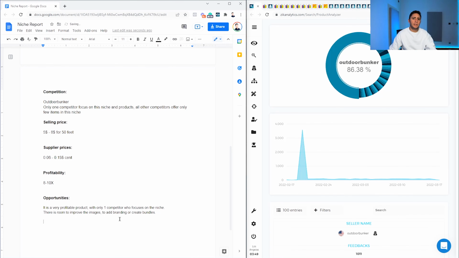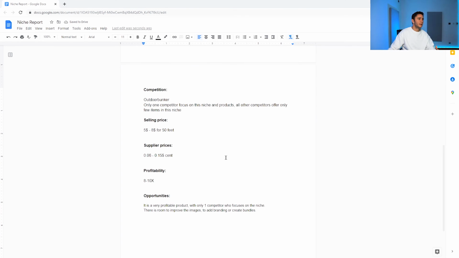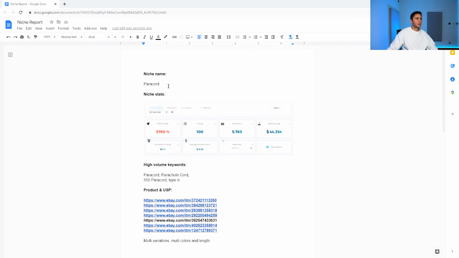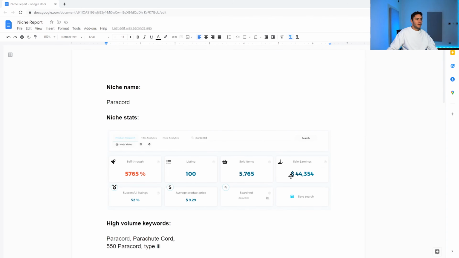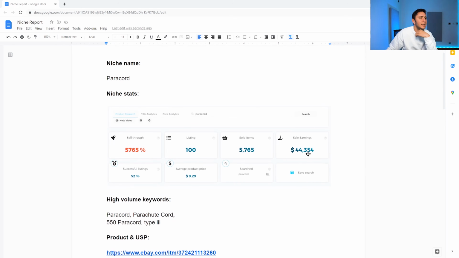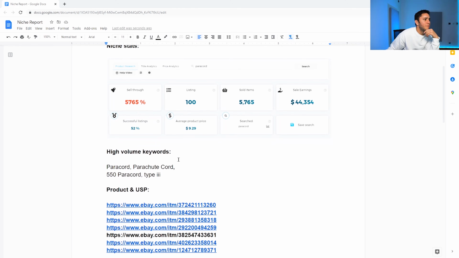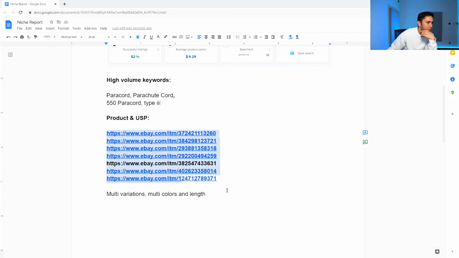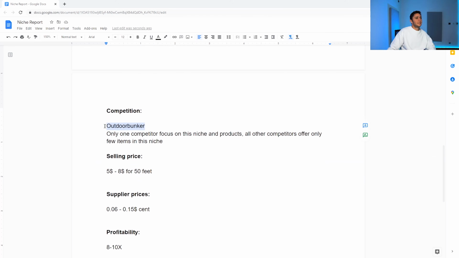So if you're looking for a niche and you want to dominate the niche and focus on a niche store, and you do such an analysis and you see, okay, Paracord has these amazing stats, let's make it a bit bigger, $44,000 in the last 30 days, average selling price $9. The high volume keywords are Paracord, parachute cord, 550 Paracord type 3. These are the top selling products, and their USP, unique selling proposition, is multi-variations, multi-colors and length. Competition, this is the main seller. Only one competitor focuses on this niche and products. All other competitors offer only a few items in the niche. So this is the only major competitor.